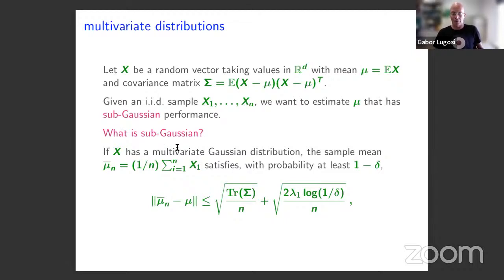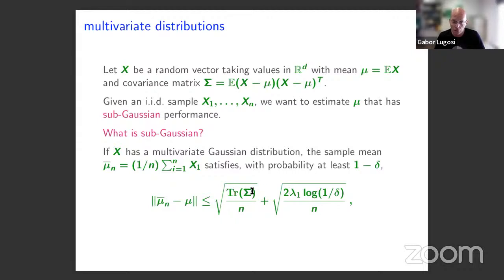But what is sub-Gaussian in the multi-dimensional case? Let's inspect what happens if the data actually happens to be Gaussian. Then the best thing one can do is the empirical mean, and the empirical mean in that case satisfies this type of bound. With probability at least 1 minus delta, the Euclidean distance of the estimator to the unknown mean vector is bounded by the sum of two terms. The first term we call the strong term, the second term we call the weak term. The strong term is independent of delta, and it's the square root of the trace of the covariance matrix divided by n. The weak term depends on delta in the correct way, square root of log 1 over delta, and it's multiplied by the largest eigenvalue of the covariance matrix.